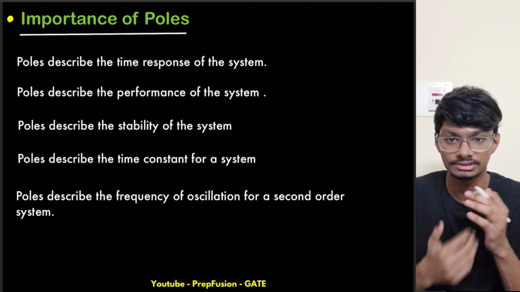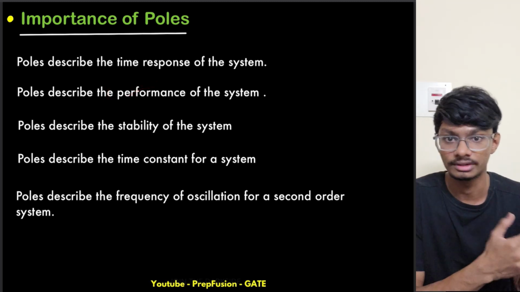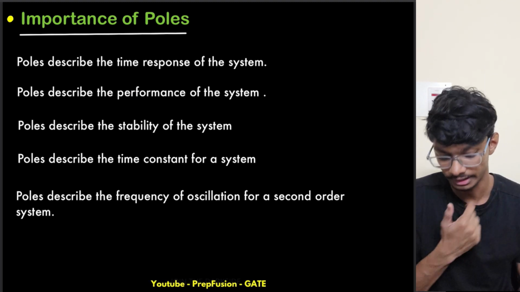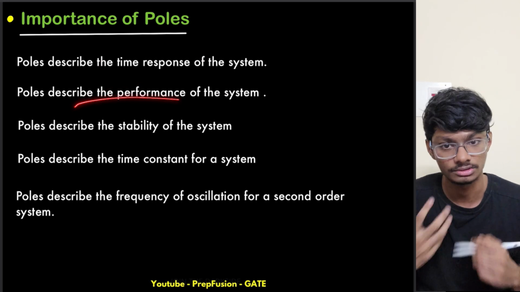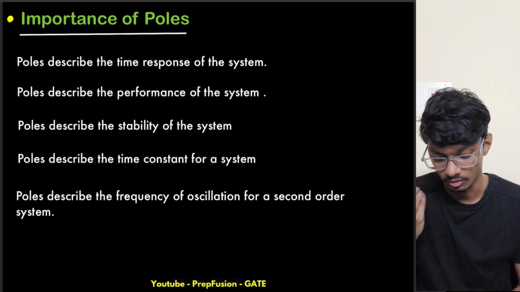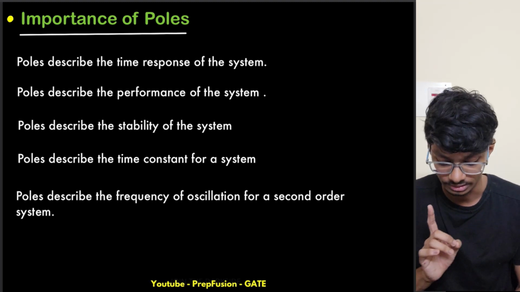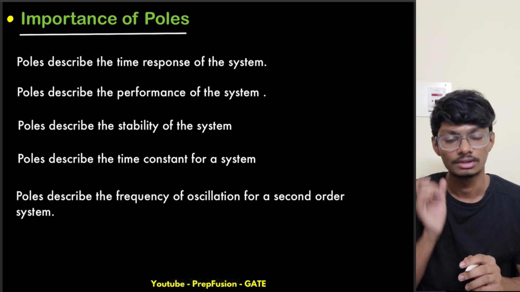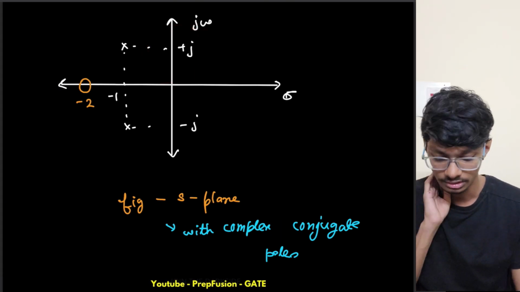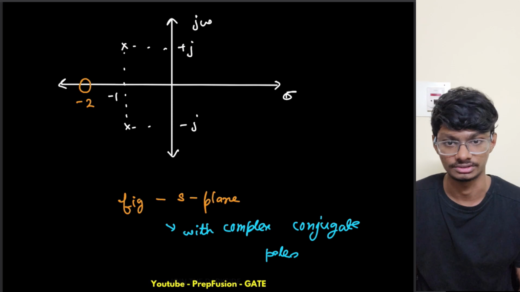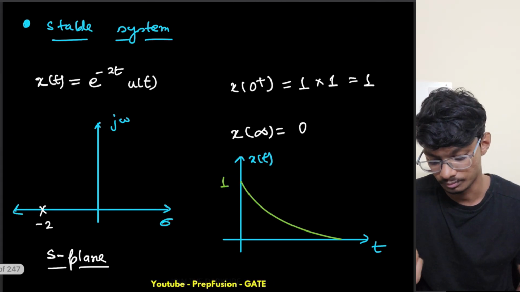The pole and time constant are just inverse of each other. We proved in the later stages of the lecture how time constant represents time response, performance, speed, stability, all these things. Poles also represent the frequency of oscillation, just by finding the imaginary component. If there is a complex conjugate root, this imaginary component will be the frequency of oscillation. So that is basically the poles definition.